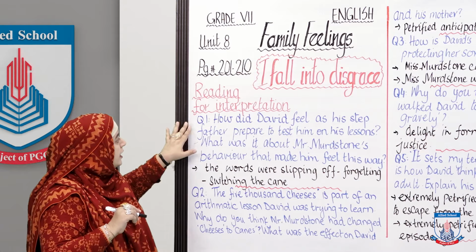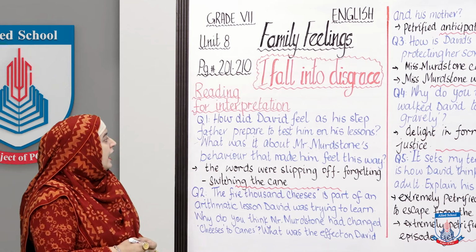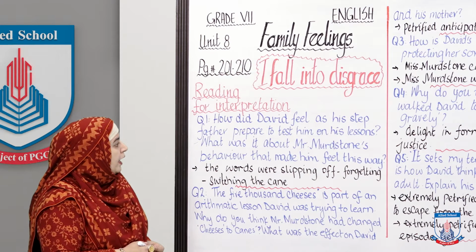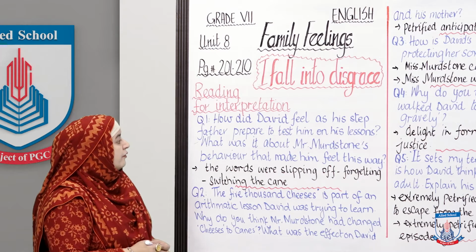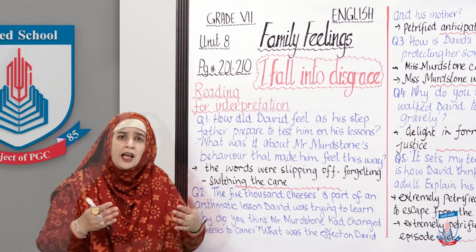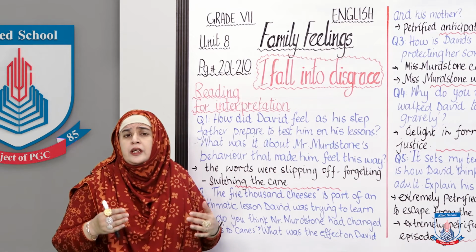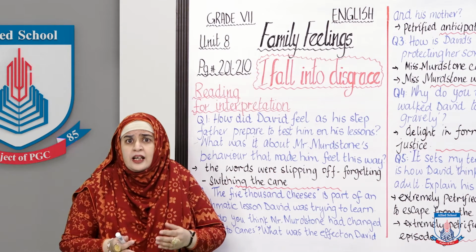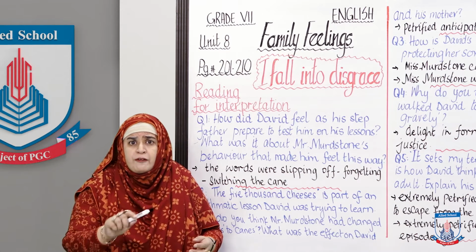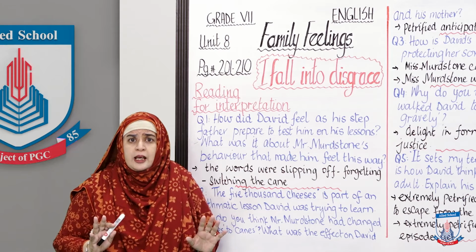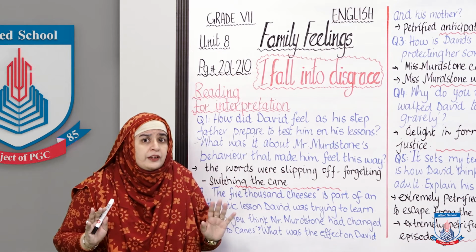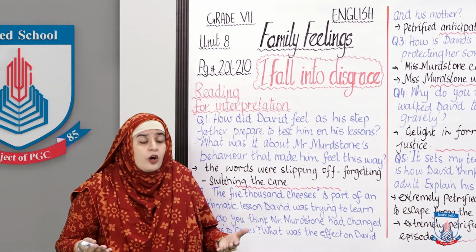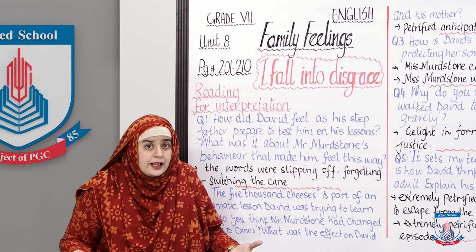The first question is, how did David feel as his stepfather prepared to test him on his lesson? What was it about Mr. Murdstone's behavior that made him feel this way? In the beginning of the comprehension, we learn that Mr. Murdstone was switching his canes, shuffling them up, looking at them, and that really petrified David. David had anticipated what would be approaching next, right?